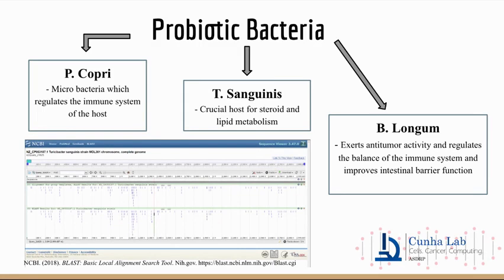Our next 2 probiotic bacteria were the main focus of our research due to there already being a lot of pre-existing research on B. longum. We decided to focus on T. sanguinis, which is a gut microbe that is found in the gut lumen expressing membrane proteins.